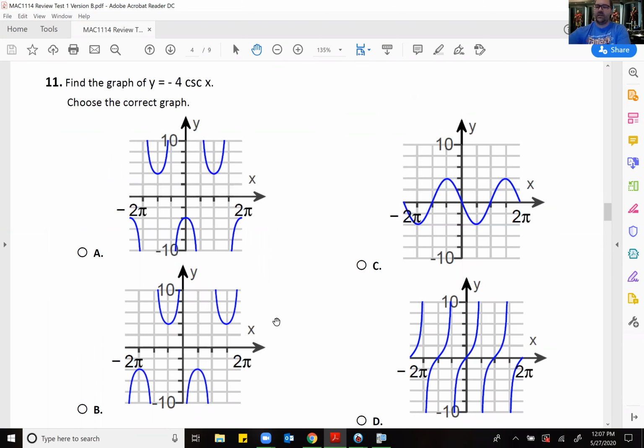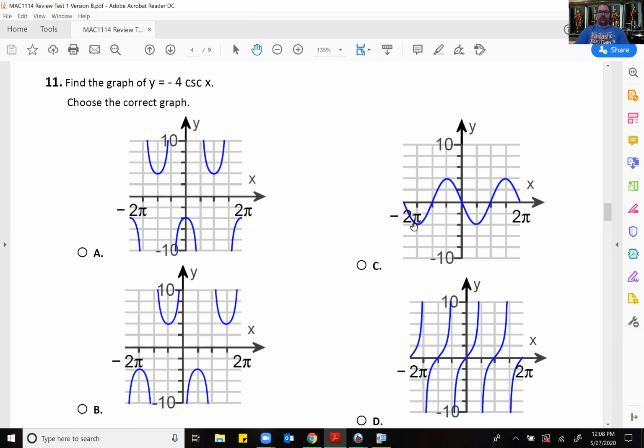So let's talk about this. Y equals negative 4 cosecant x. How I approach this: cosecant and secant graphs look like a bunch of quadratics put together, okay? So when I look at this down here, I know that my answer is between A and B. I know my answer is either A or it is B.